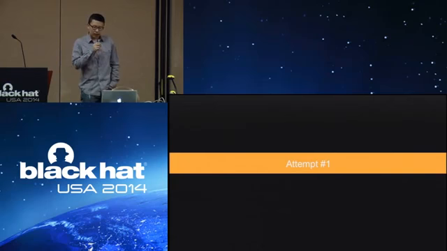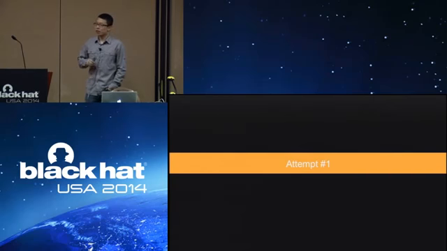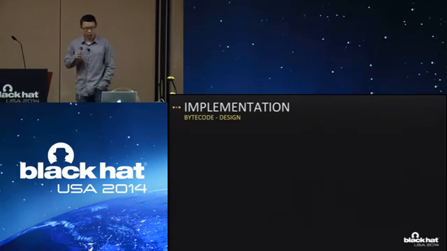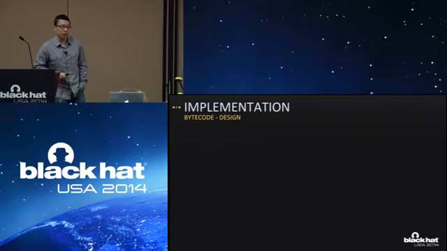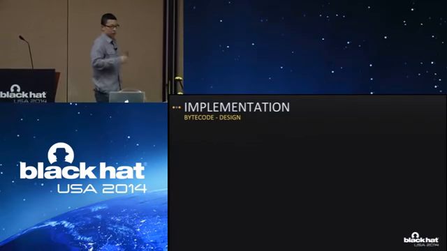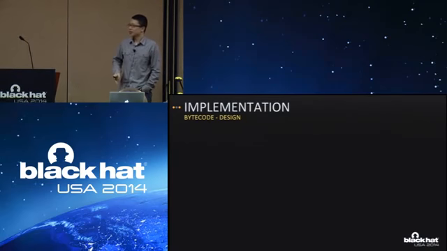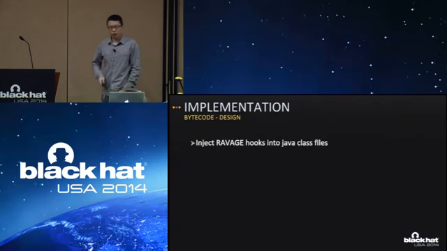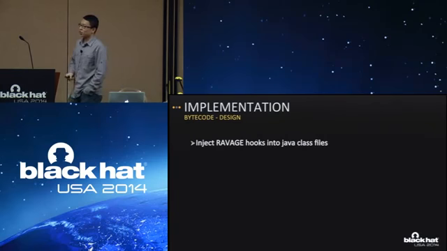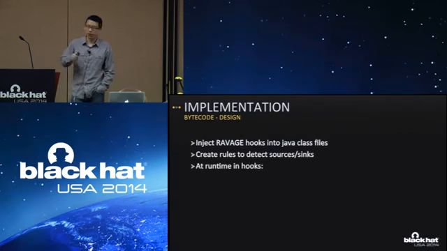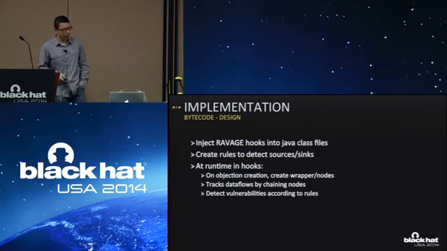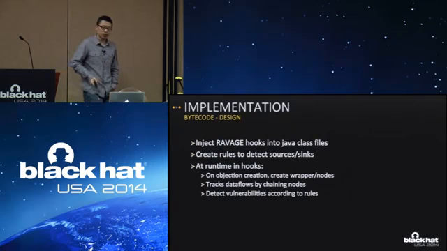So going back to the implementation, how did we implement it? On a very high level, it's straightforward. When we tried our first attempt, we wanted to just keep it simple. Let's modify the Java bytecode, and let's see how that goes. So what we did is that we inject a bunch of RAVAGE hooks into the Java class files, and the hooks will do a bunch of things, such as wrapping objects, checking for rules, and then gathering data flows. That sounds straightforward. Does it work?